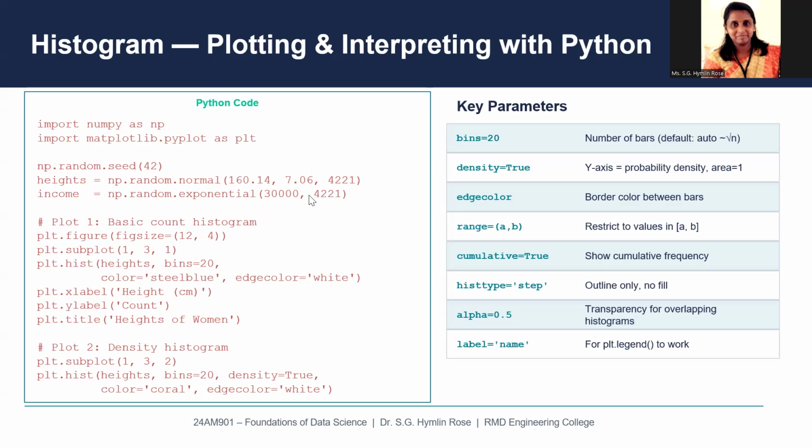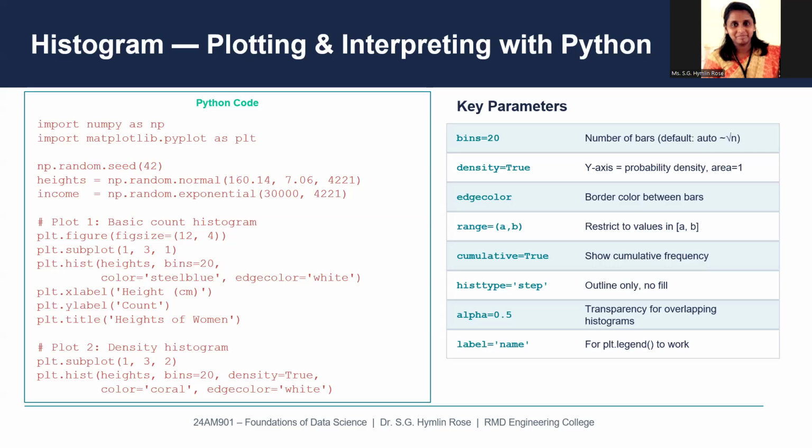np.random.seed(42) ensures reproducibility. The same random data is generated every time. Height simulates a normally distributed dataset with a mean value of 160.14 centimeters, a standard deviation of 7.06, and n equal to 4221. Income simulates a right skew distribution using an exponential distribution. That's the setup.